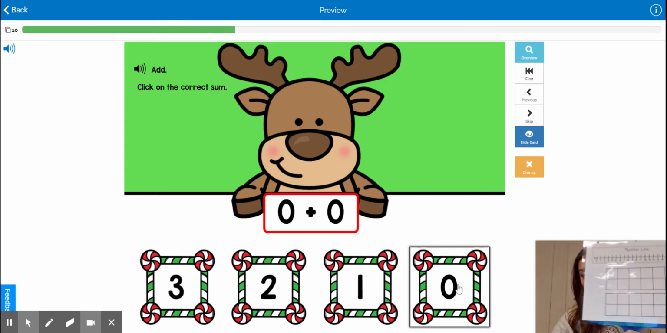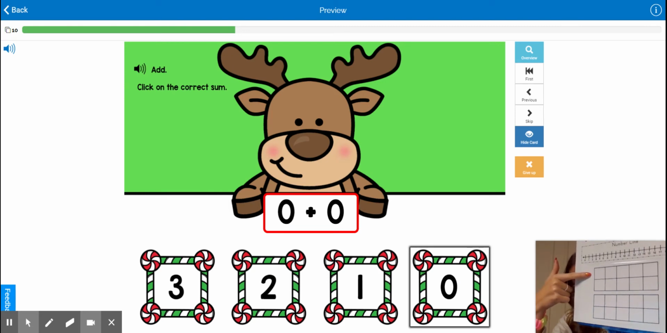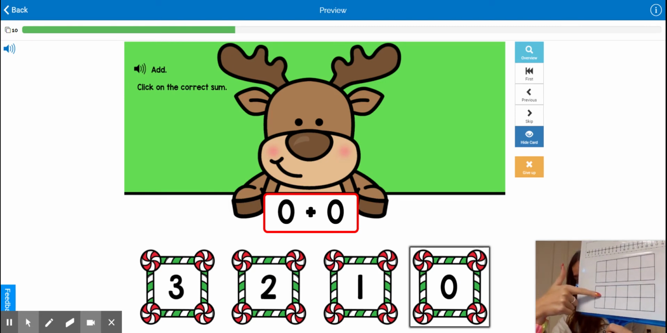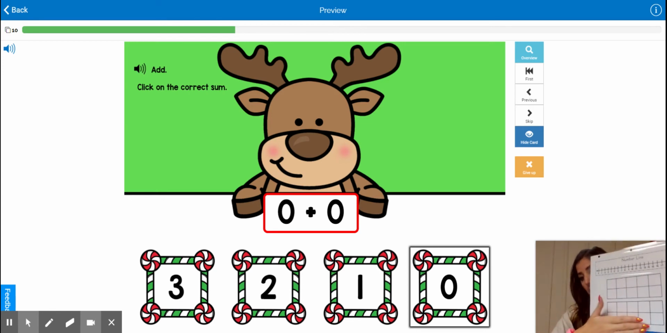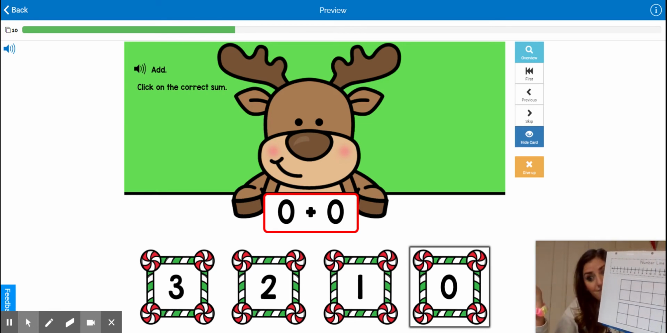We can do that with groups, right? I have 0 in this group, and I'm going to add it with 0 in this group. I'm going to put together these 2 groups of 0. Nothing to put together. I still have 0.